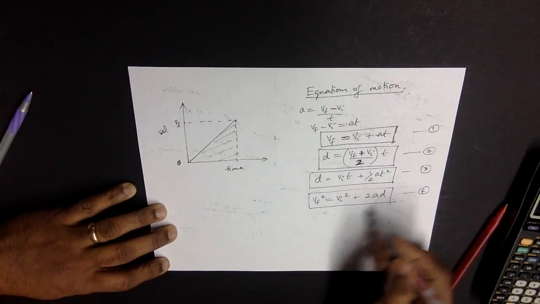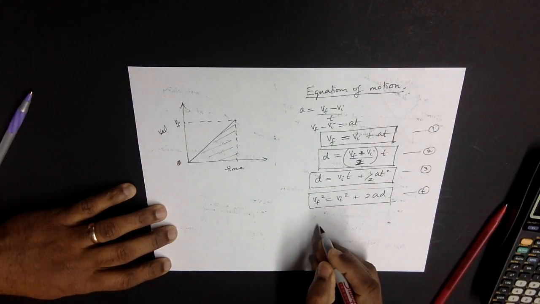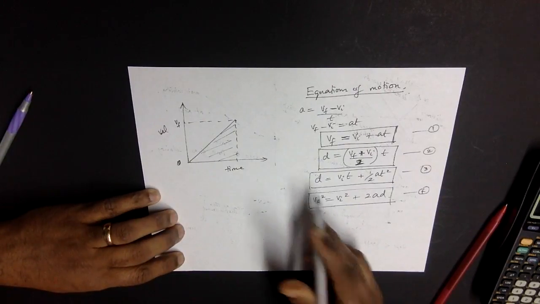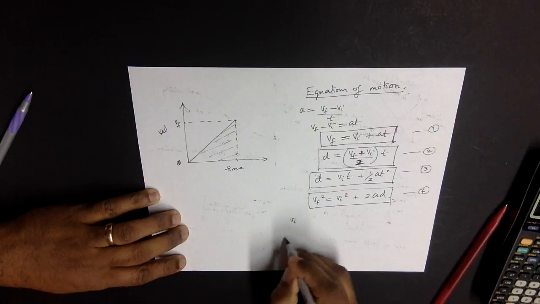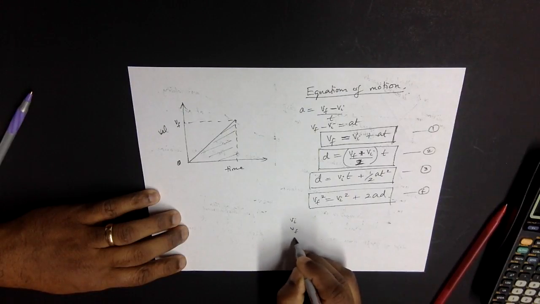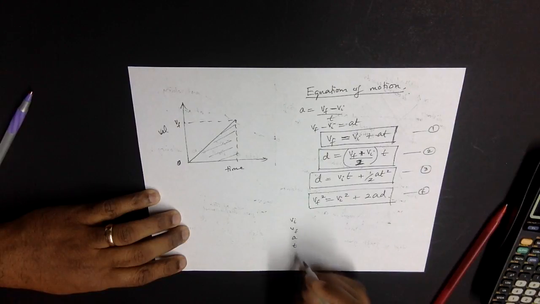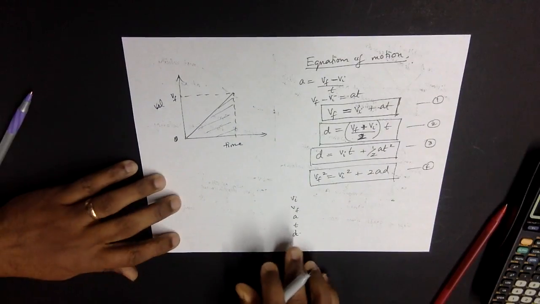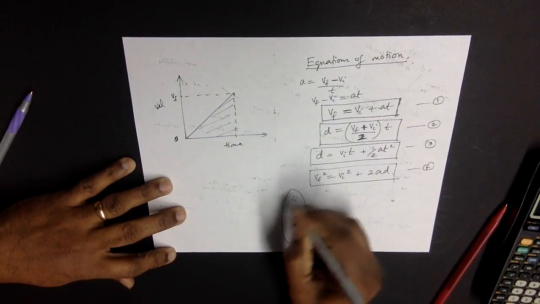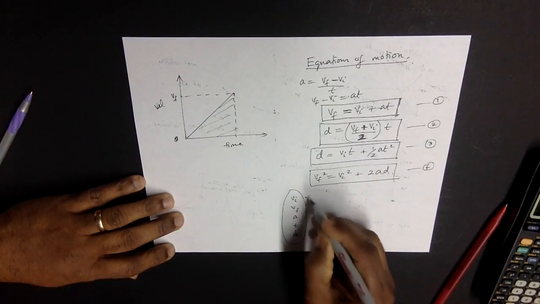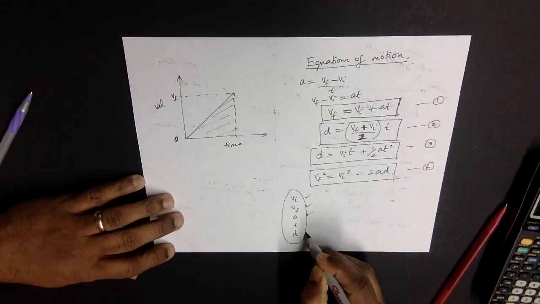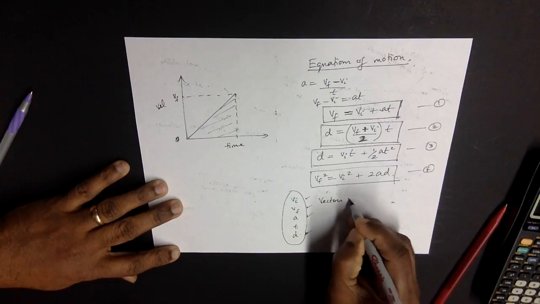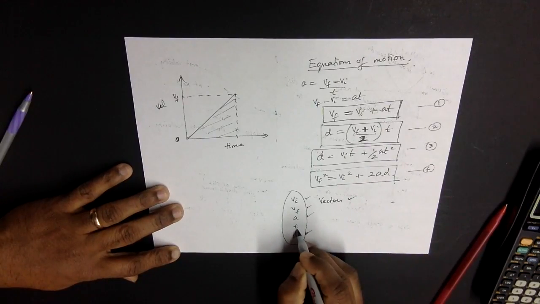Now, how many variables do you see here altogether? If you count the number of variables, how many different variables do you see here? You see initial velocity, final velocity, acceleration, time, and displacement. That's it. You have only 5 different variables. Out of the 5 variables, Vi, Vf, acceleration, and displacement are vector quantities, and time is the only scalar quantity.